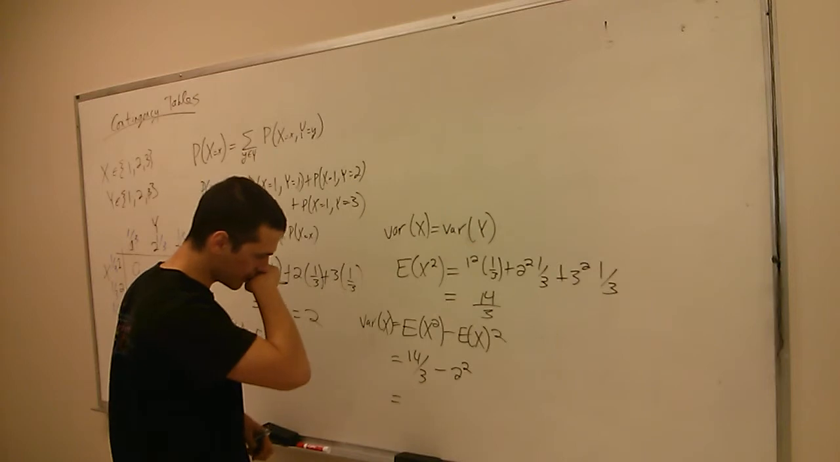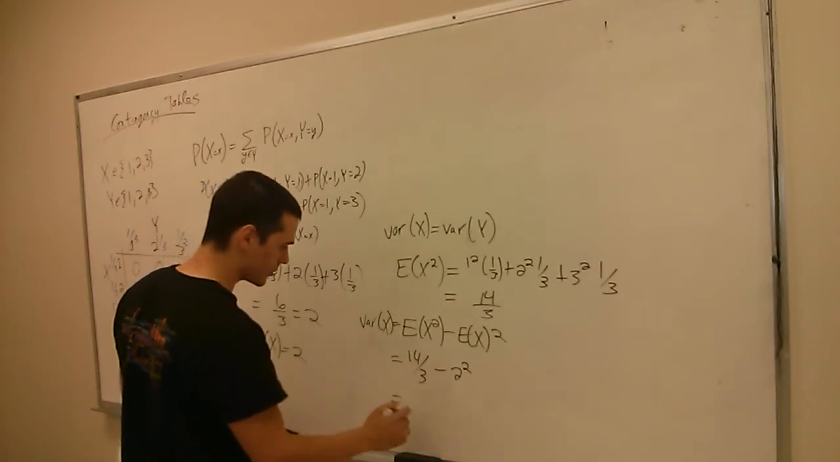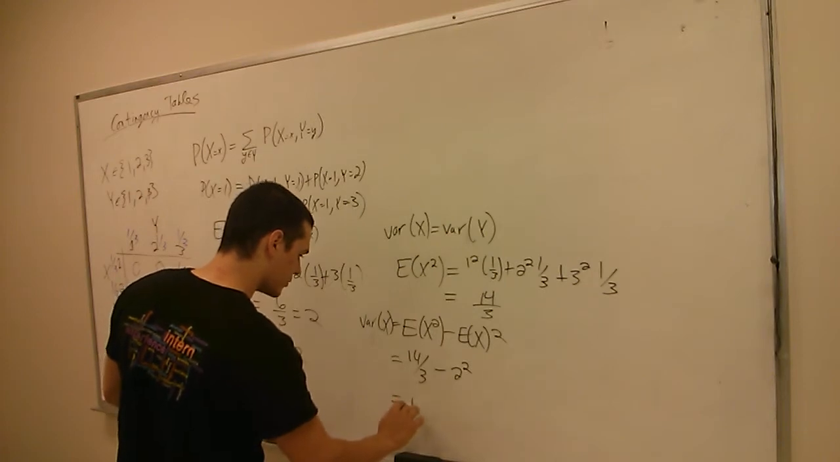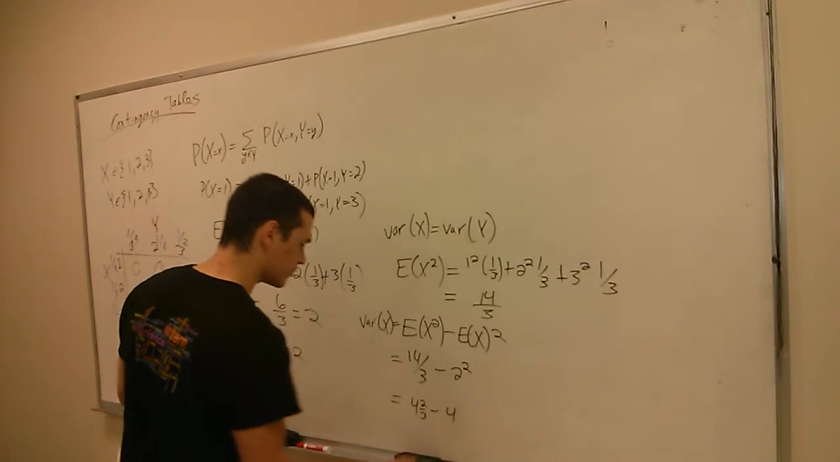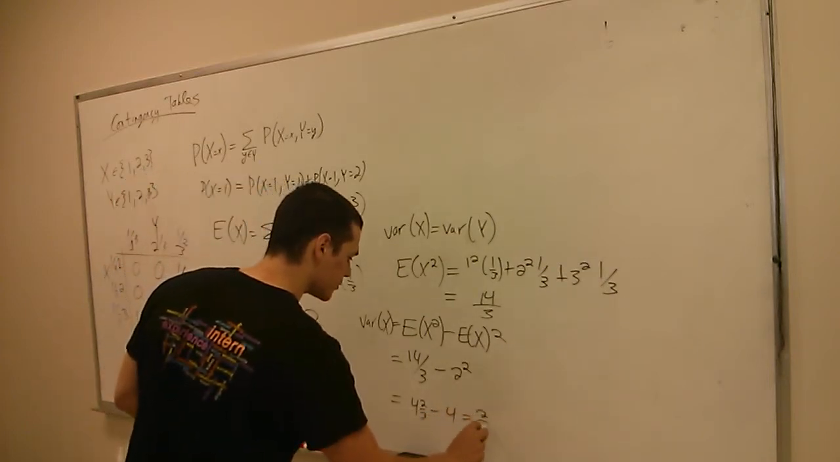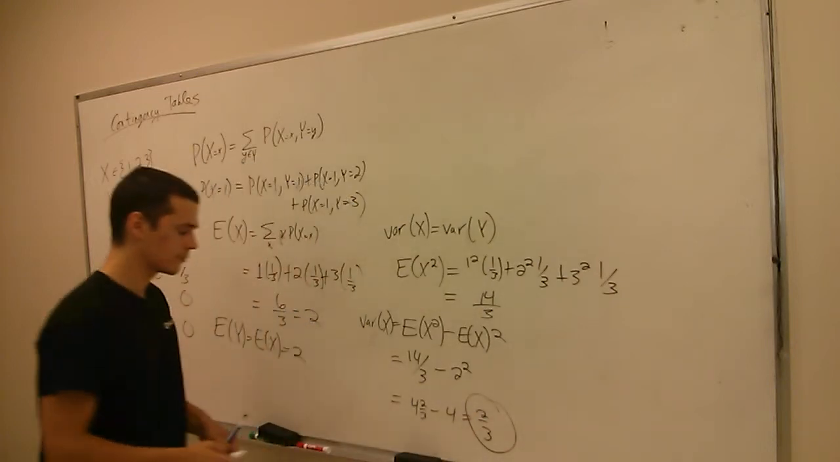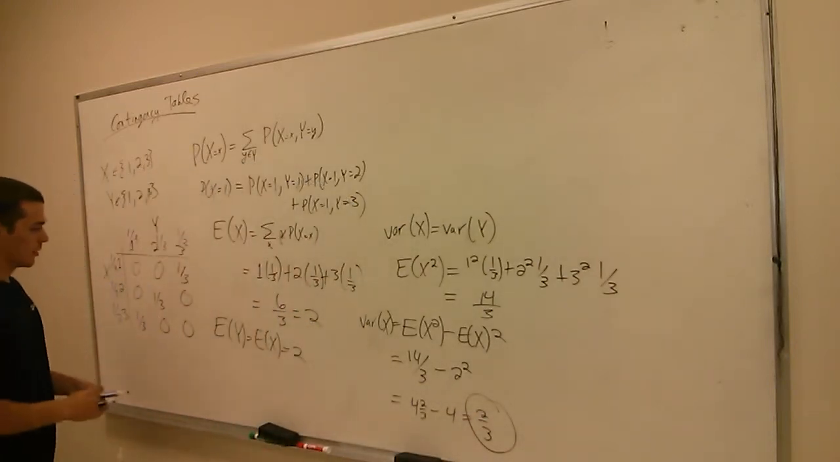Let's actually write this out. So 3 times 4 is 12. So this is 4 2/3 minus 4. And this is equal to 2/3. So the variance is 2/3.